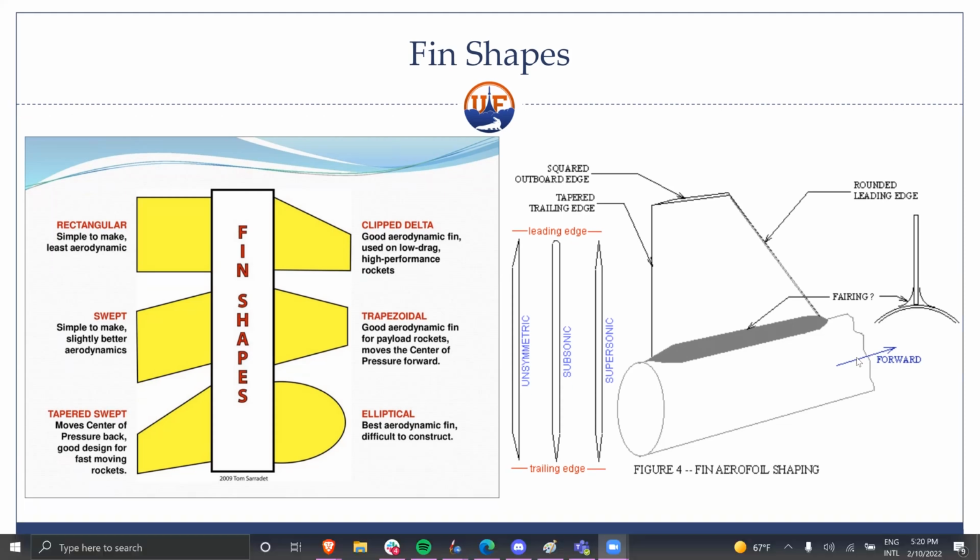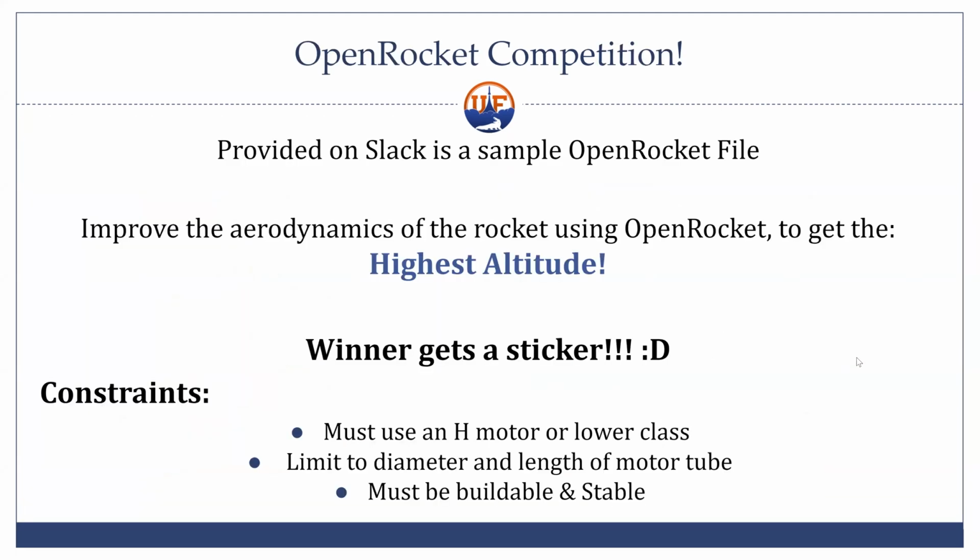Okay, so that was a lot, but I'm going to provide an OpenRocket file on Slack. What I want you guys to try to do is improve the aerodynamics of the rocket using OpenRocket to get the highest altitude, just like we would want to do with certs. So the winner gets one of these stickers. And if I don't find you now, come to the lab sometime on Wednesday or Monday when I'm there, and I'll hand you one of these as a reward.